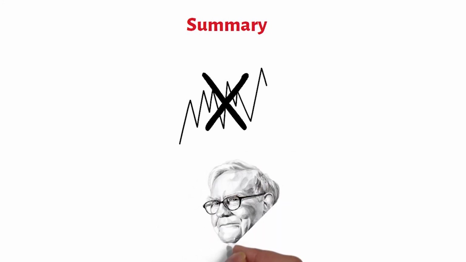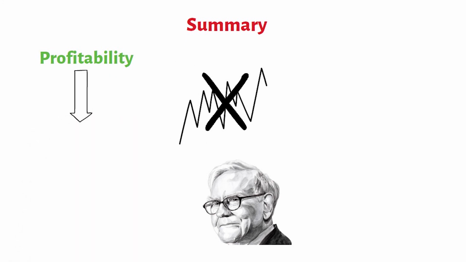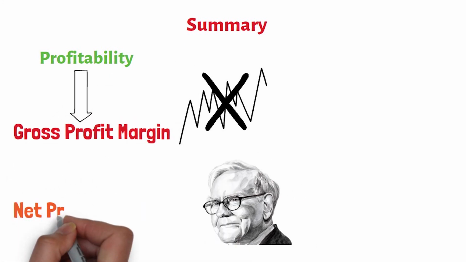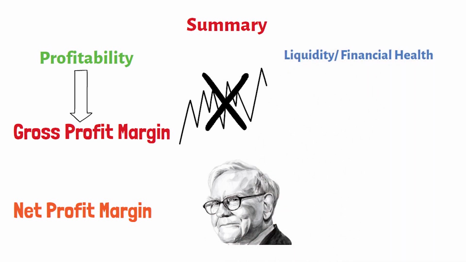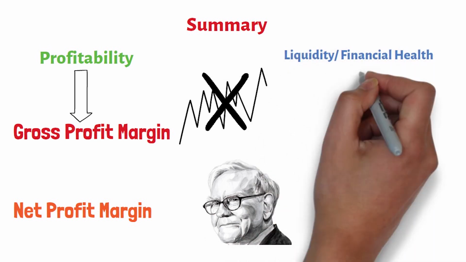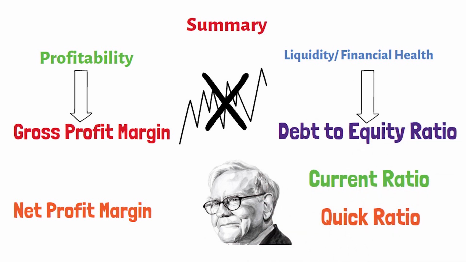To sum up, we learned that companies are not evaluated by the movement of their share price, as this doesn't provide us with the information about a company's fundamentals. We learned the base calculations used by investors. To calculate the profitability, we learned that we should look at the gross profit margin and the net profit margin. For evaluating the liquidity, which is used to see the financial health, we use the DE ratio and the quick ratio as well as the current ratio.